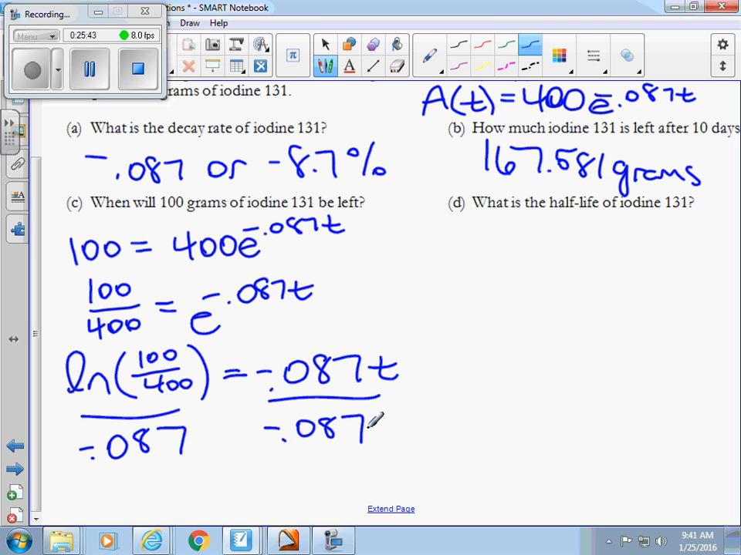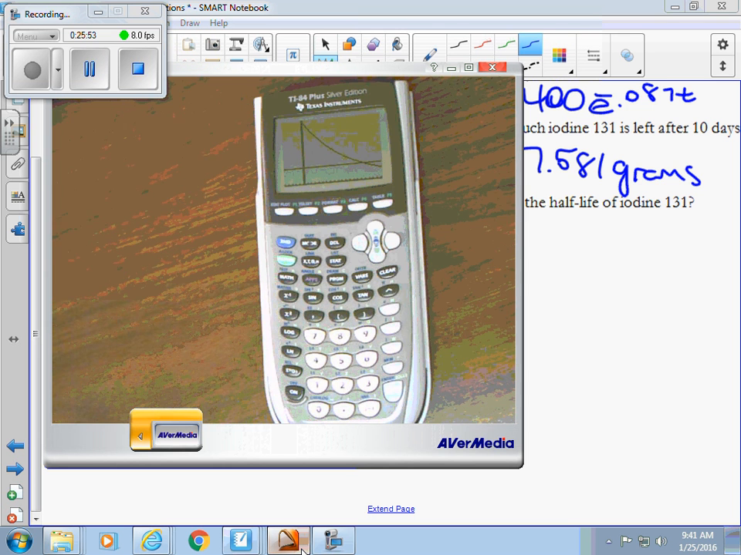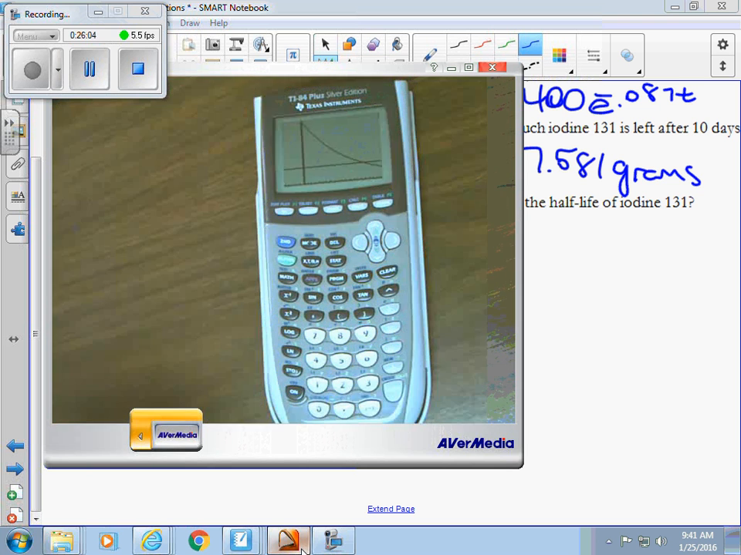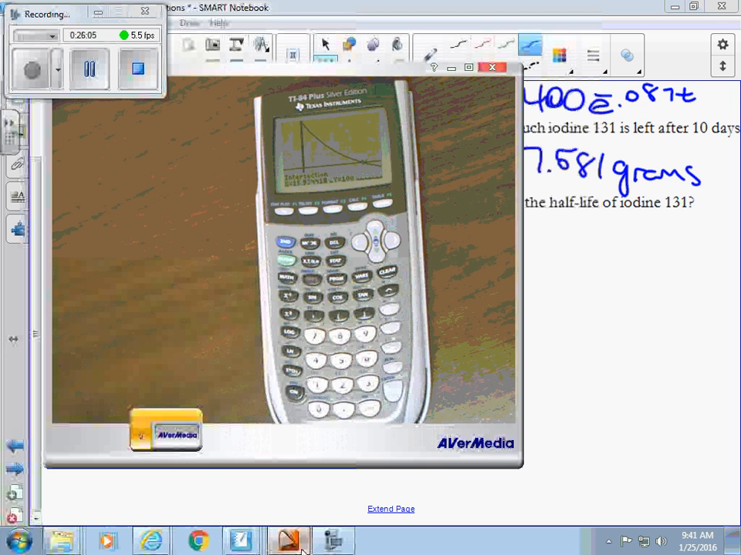Or, your other option is go to y equals and put 100 in y2. You will notice that in the window I have up, I do see an intersection. If not, you could adjust the window accordingly. But I do see one. So I can go to second trace 5, push enter 3 times, and I get 15.934.